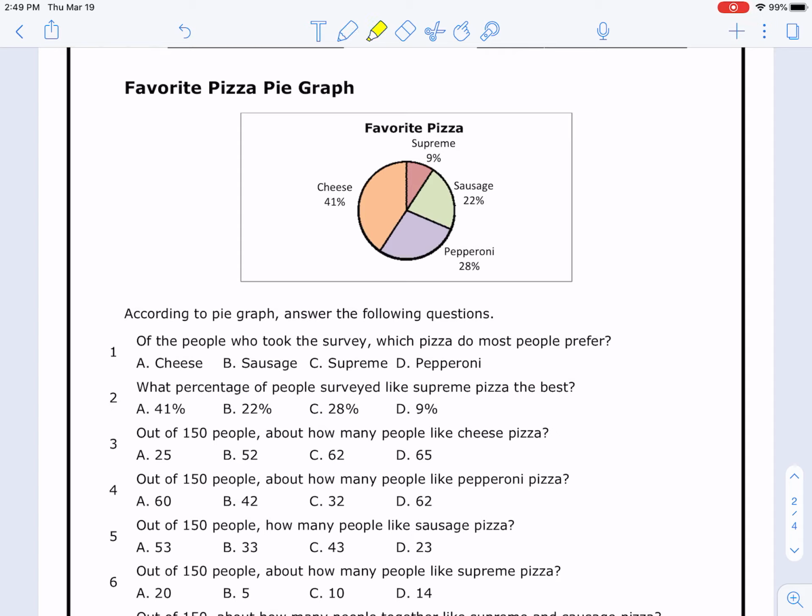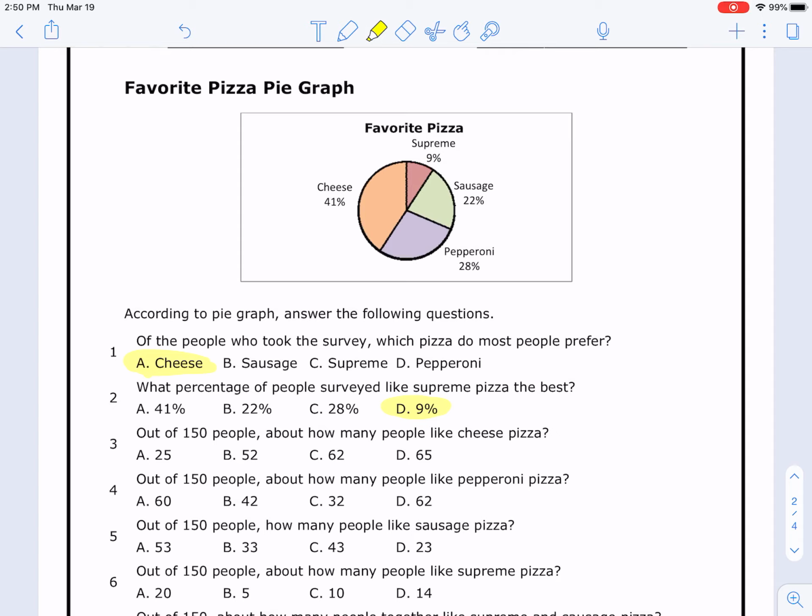So that's an easy question. We know that's going to be cheese. Number 2, what percentage of people surveyed like Supreme Pizza the best? So we know that Supreme Pizza is the red portion, and it says it's 9%. So D would be the correct answer.